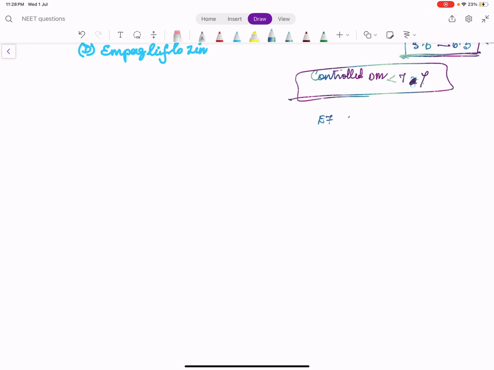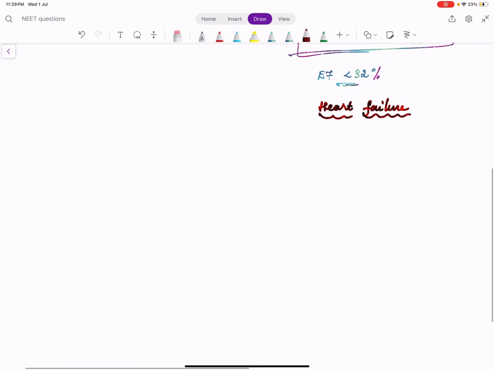So EF is less than 32. This would have been discussed in physiology. Ejection fraction tells about the pumping capacity of the heart. In medicine, just remember the term heart failure. Heart failure is failure of the pumping capacity of the heart, or a problem with the pumping of the heart.